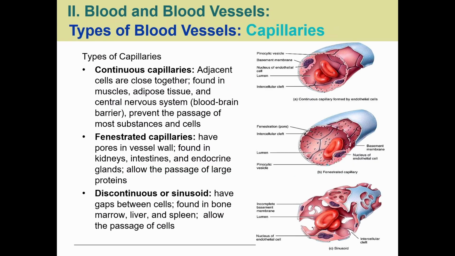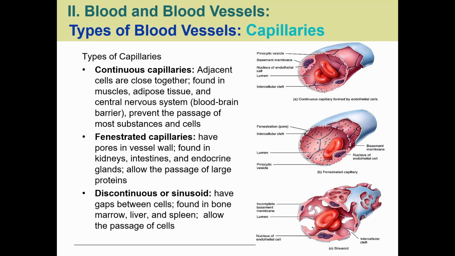Now, there are different types of capillaries depending on where we are in the body. Most of the time, we're talking about continuous capillaries, where the endothelial cells are close together. We find these in your fatty tissues, in your central nervous system, in your muscles. And so most things are not going to slip through there.